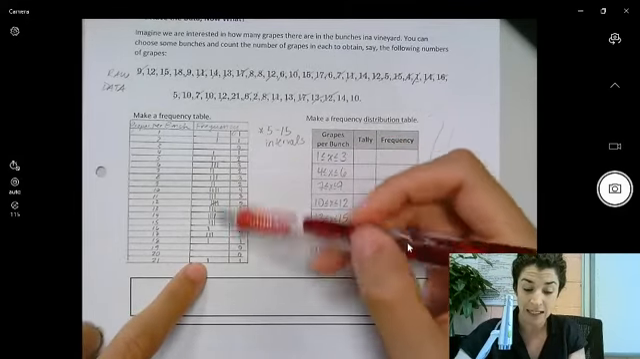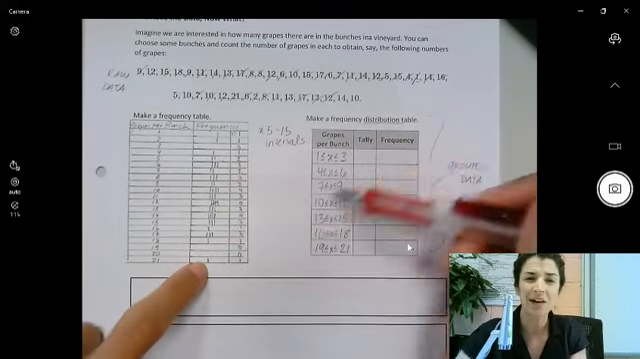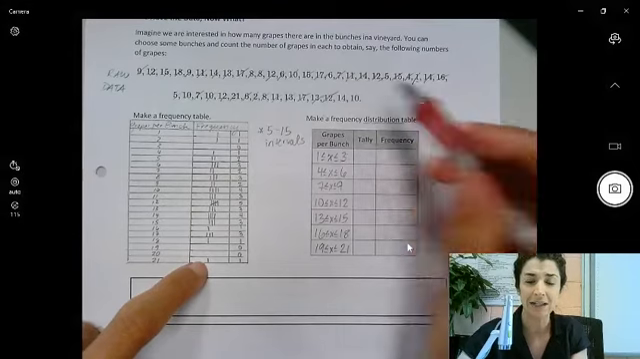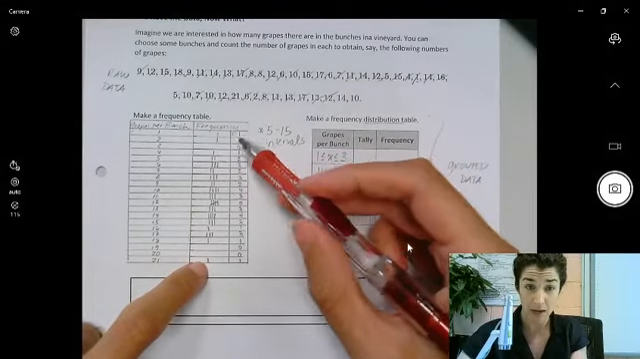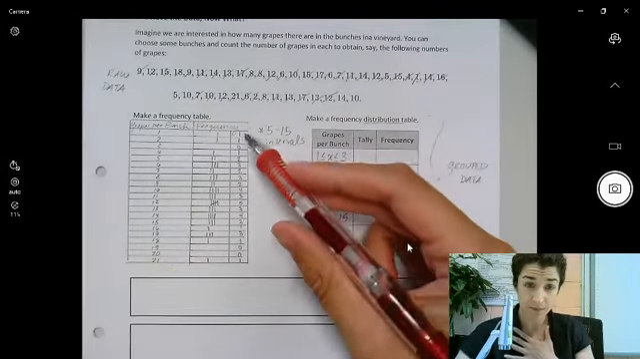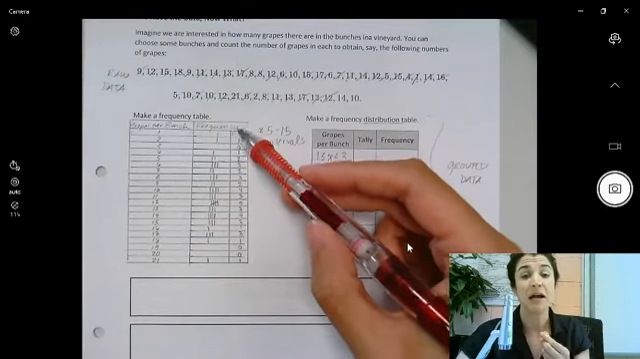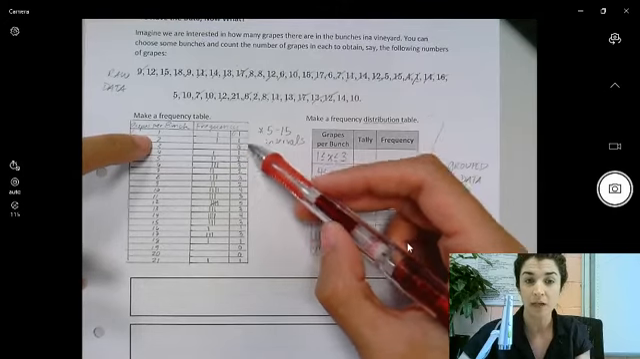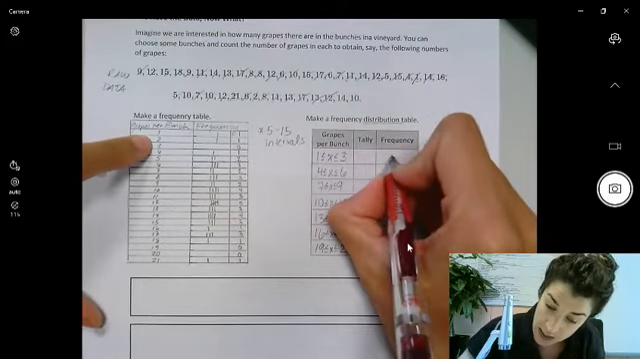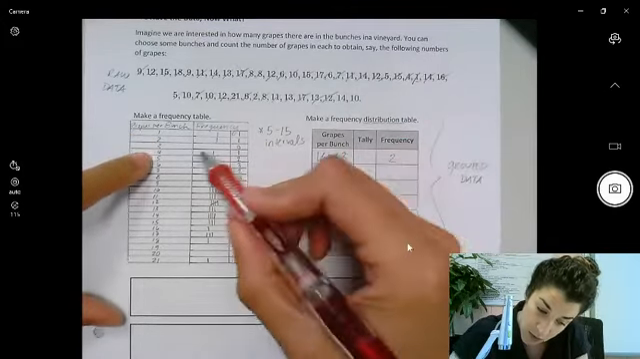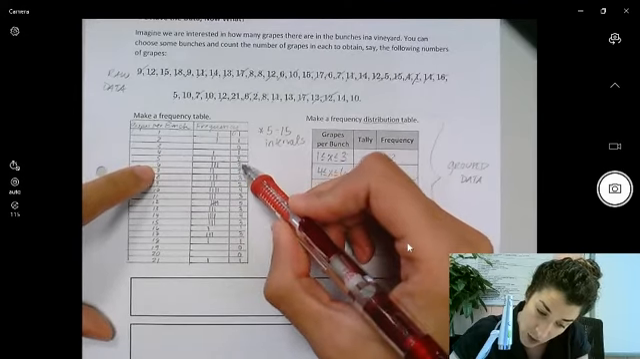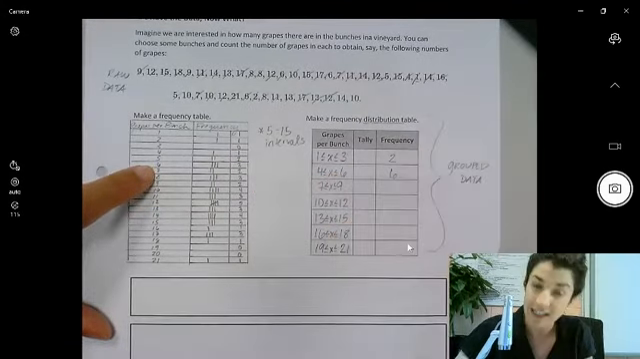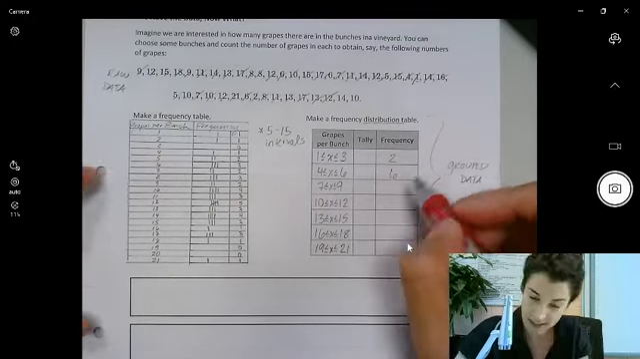Now, notice that I had made a tally here for our frequency. I don't really think we need a tally here because we can just go through and count how many times we have counted grapes between 1 and 3, and we've got 1, 2. So those two instances go right here. Versus 4 through 6, we've got 1 plus 2 plus 3, which is 6. And you can go and fill in the rest.